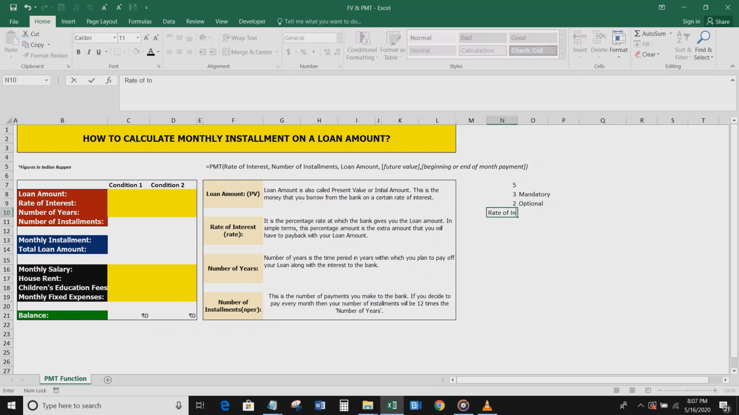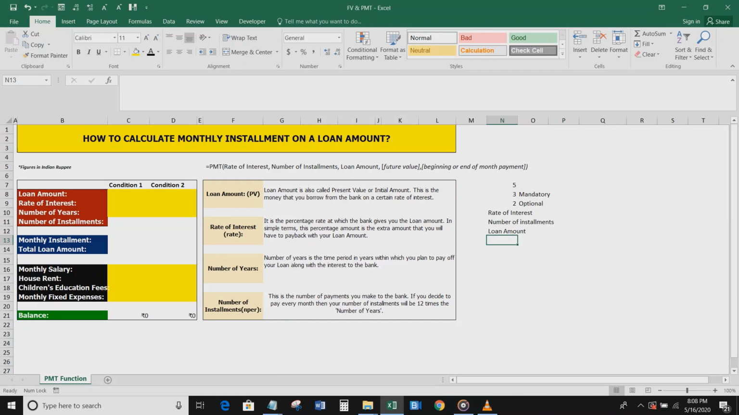The first argument is the rate of interest. It is the percentage of the loan amount that we have to pay extra to the bank when paying back the loan. The second argument is the number of installments or the number of payments we are going to make to the bank. The third argument is the loan amount or the present value. So if we take a loan of 8 lakh rupees, then the present value is going to be 8 lakh rupees.